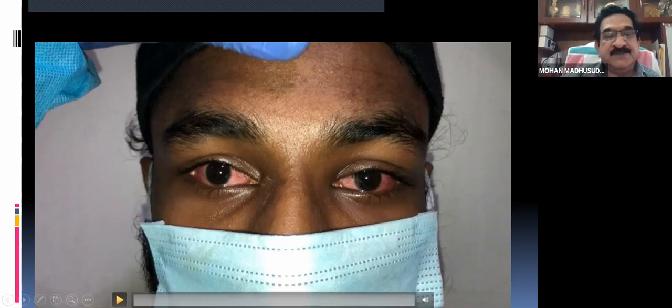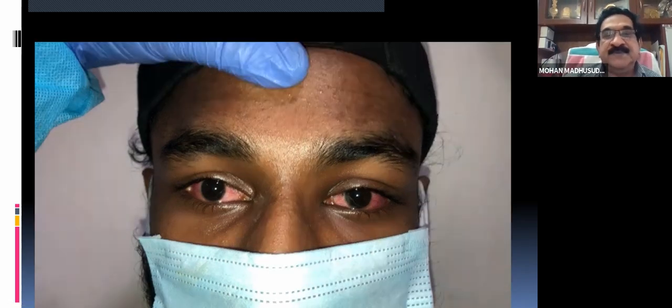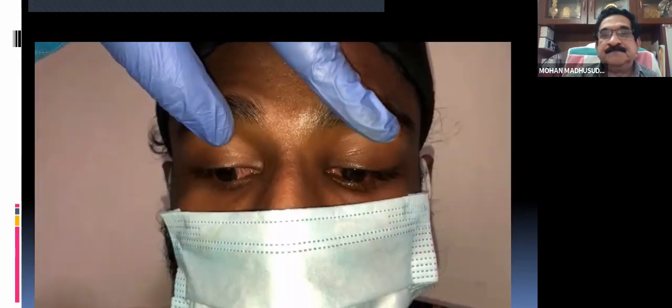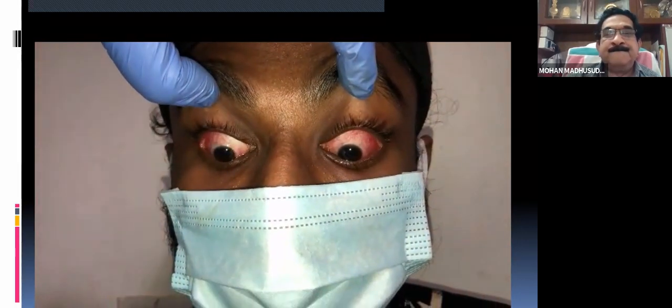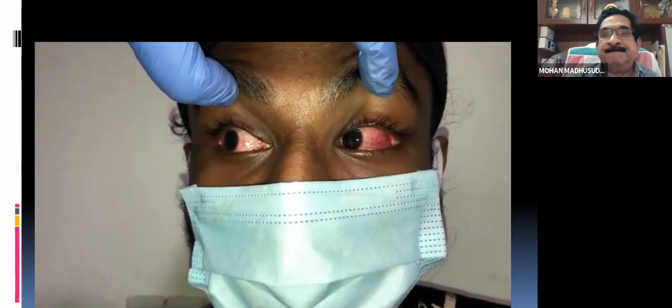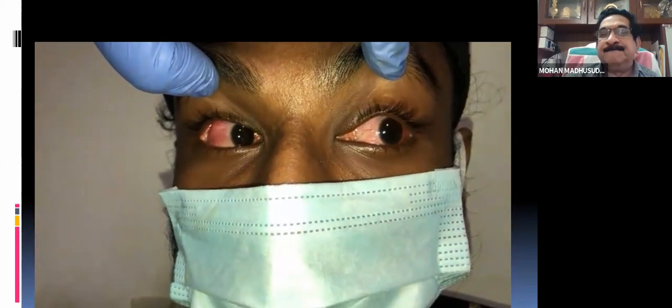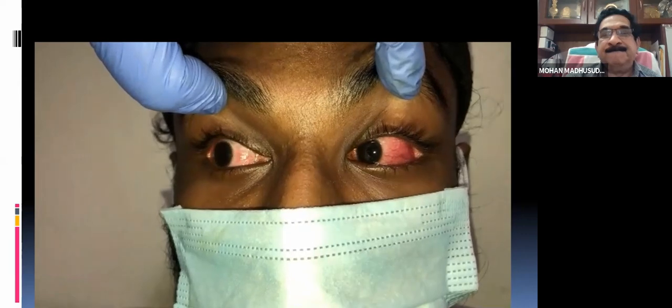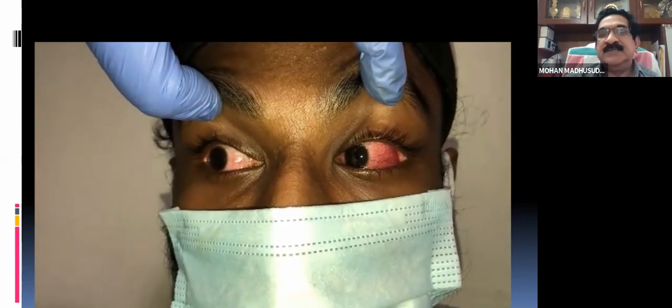So this is the picture of the patient. You can see the congestion. I will show the video of the patient. Nothing much on examination. Both eyes are congested. Ocular movements are normal, but see the severe congestion.